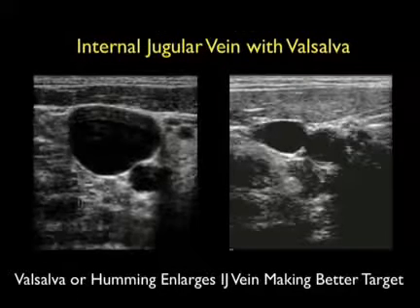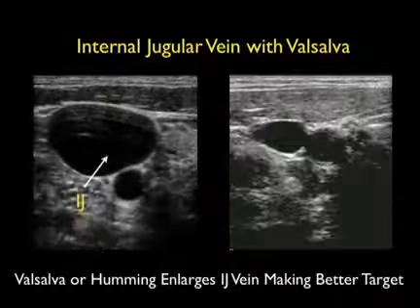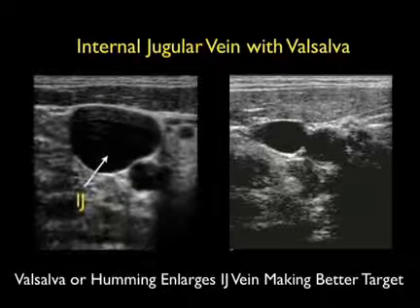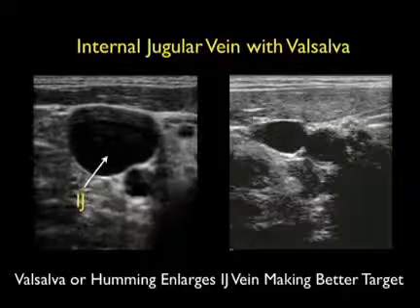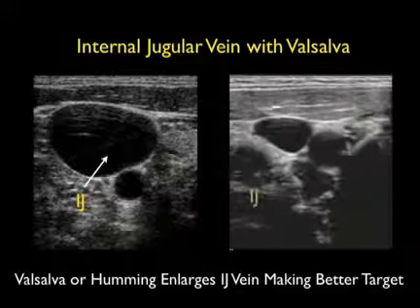One pearl that can be used to further distend the internal jugular vein and make it a better target for a cannulation attempt is to have the patient Valsalva or hum. Notice here in the image to the left, the patient is bearing down, and notice that the internal jugular vein becomes much bigger as the patient pushes down.